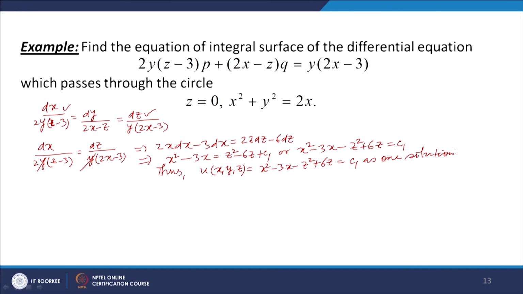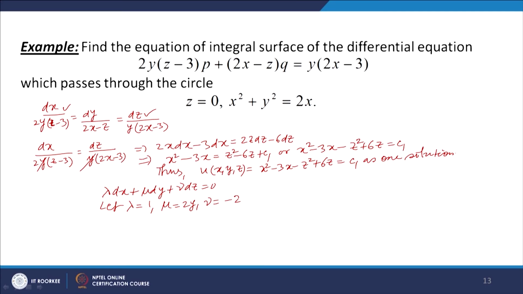Now, let us try to find the other solution. So, for that let us again try lambda, mu, nu such that lambda dx plus mu dy plus nu dz equal to 0, where lambda, mu, nu are functions of x, y, z. So, let us take lambda equal to 1, mu equal to 2y, and nu equal to minus 2.